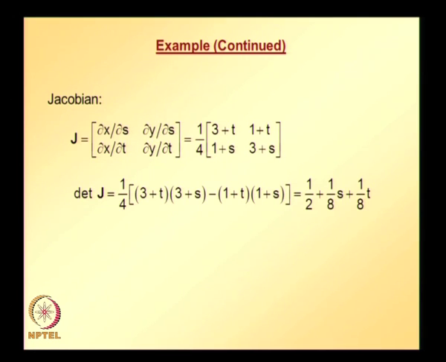And one of the requirements is that the determinant of J should not be equal to 0 over the domain of the parent element, which goes from S minus 1 to 1, T going from minus 1 to 1. So, over this domain the determinant of J should not be 0. Clearly we can verify that the determinant of J expression that we obtained is indeed greater than 0 for the domain of the parent element, S going from minus 1 to 1, T going from minus 1 to 1.